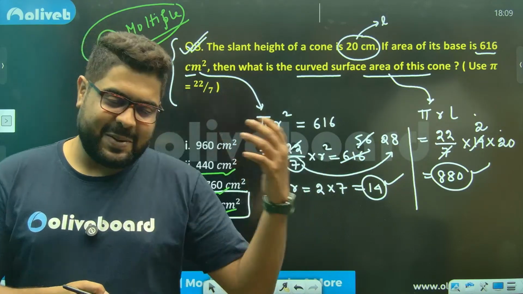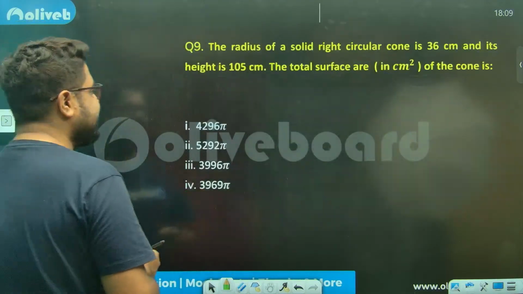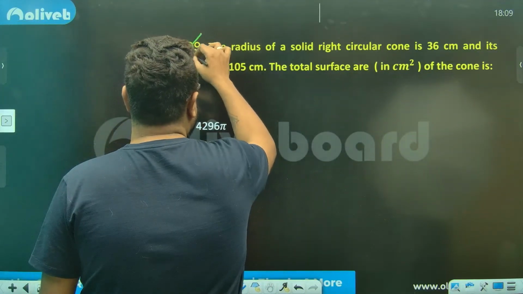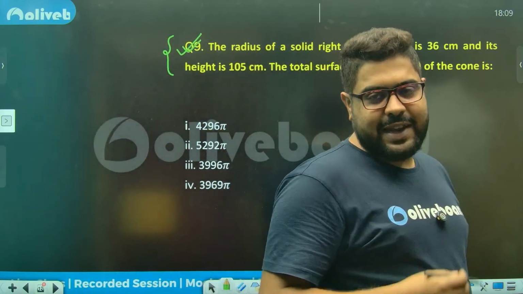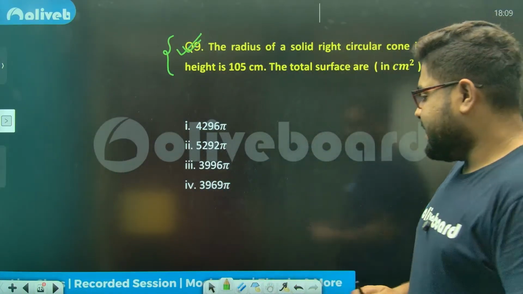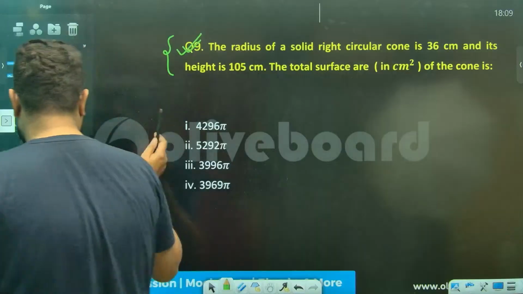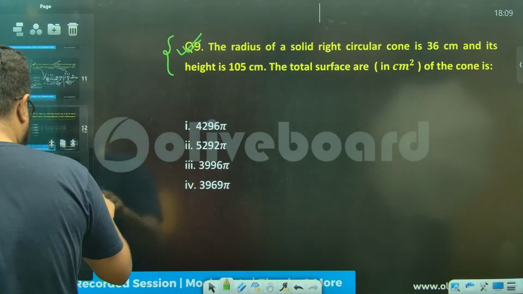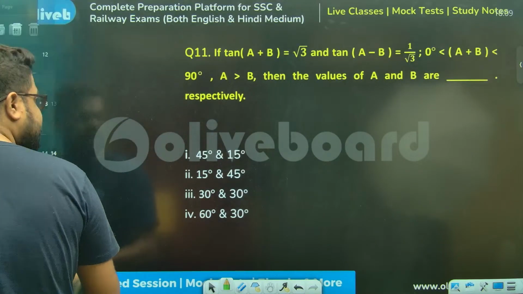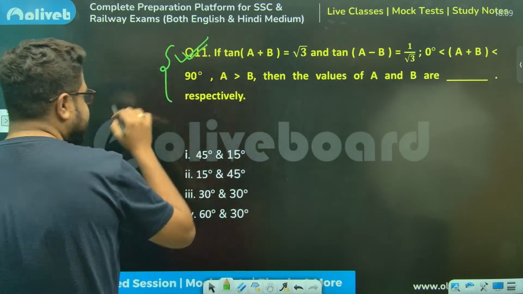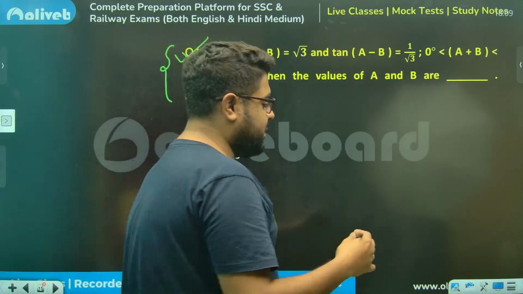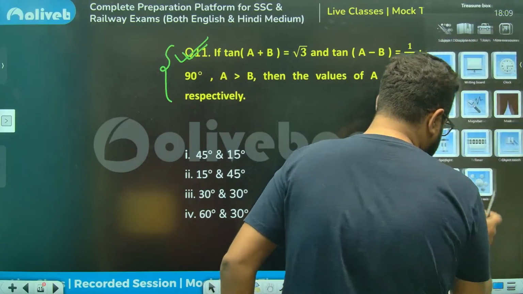Another reason I started off with an easier question is that this is also a little on the easier side. Again, we will level up as we go along. Sir, acha, ek kaam karte hain. We will come back to this. We will come back to mensuration. Mensuration is always a little on the easier side if you know the formulas. Let's start with this now, everybody.